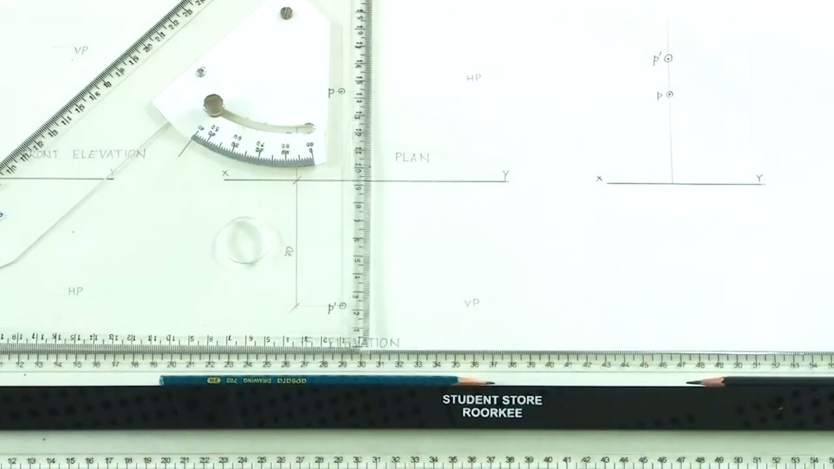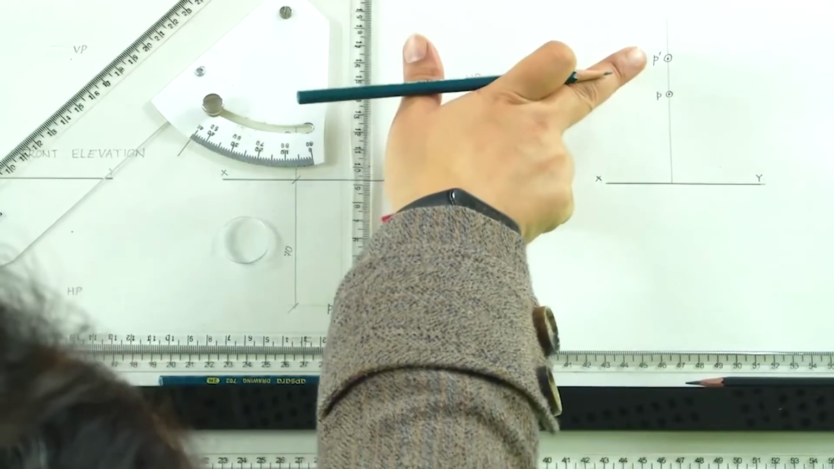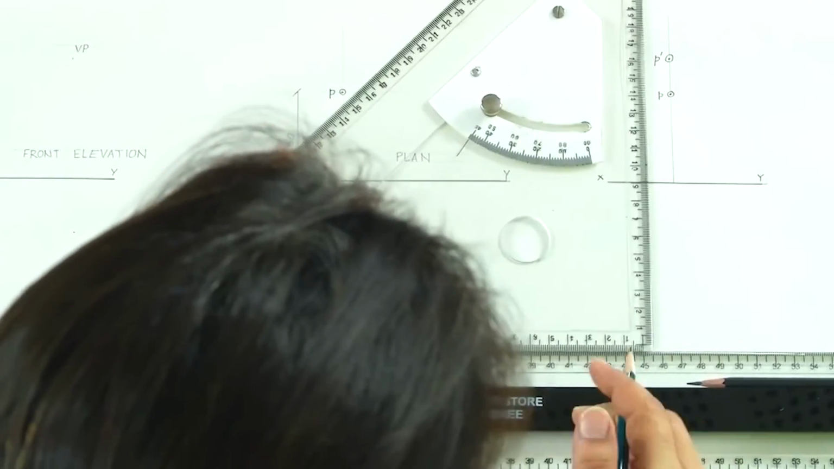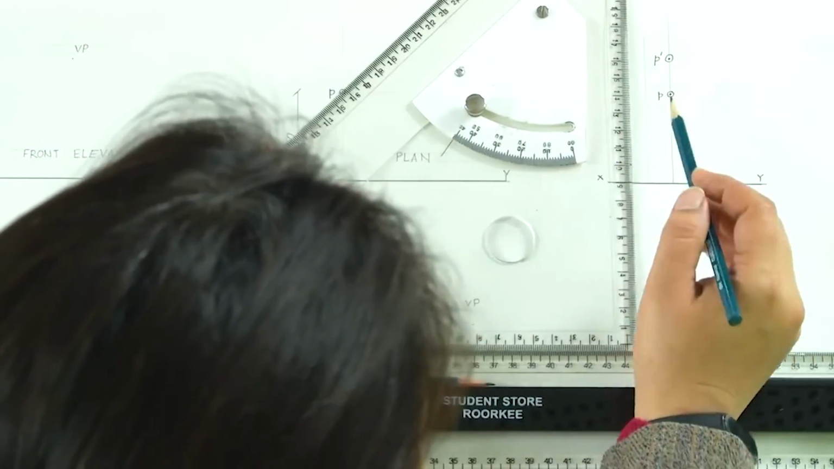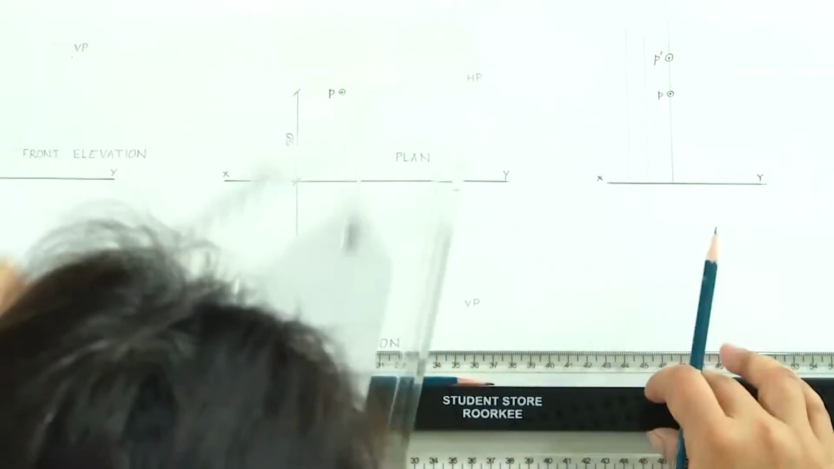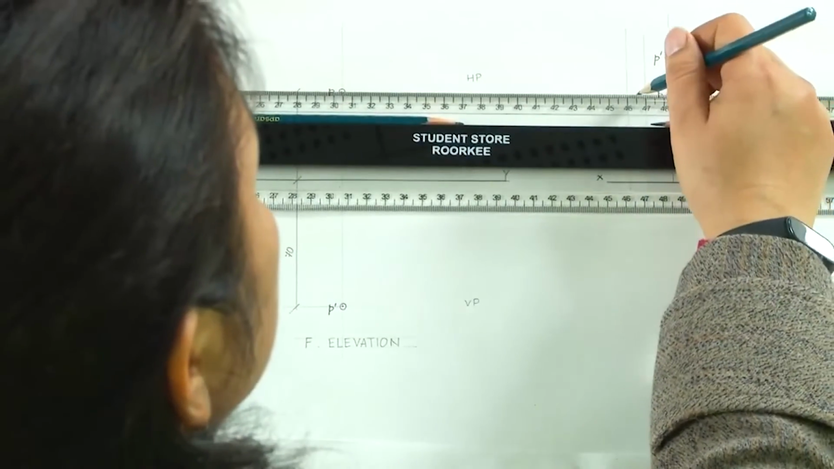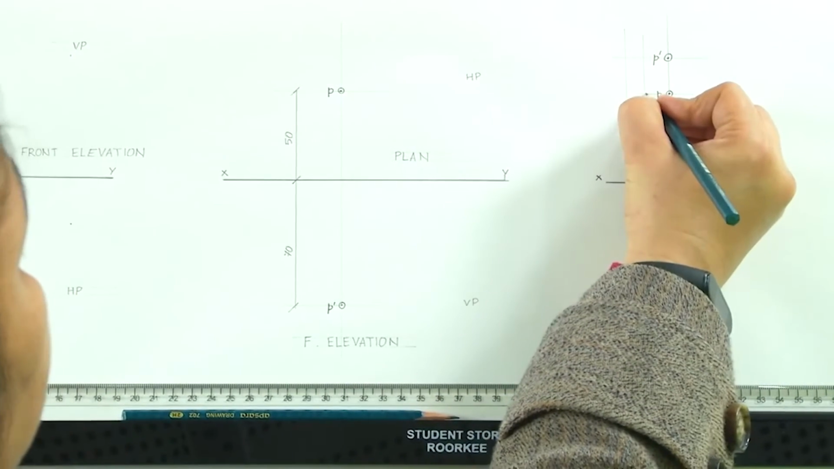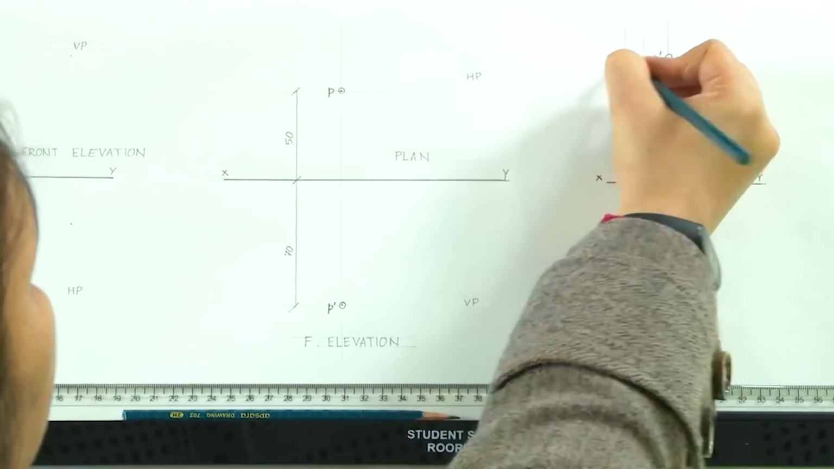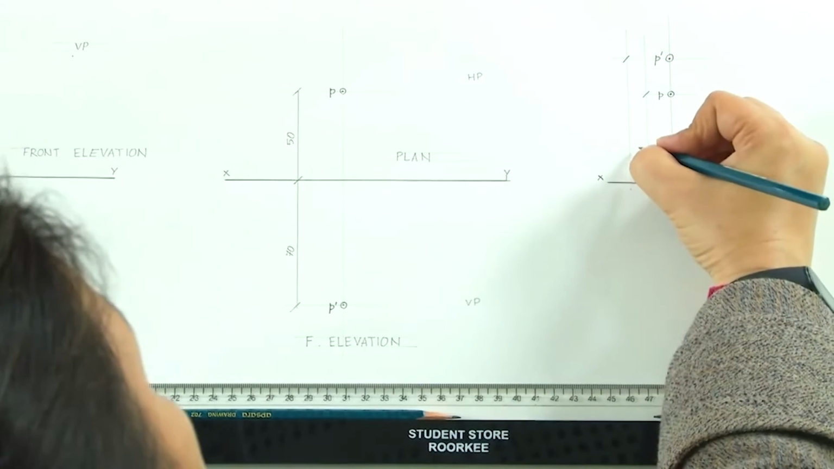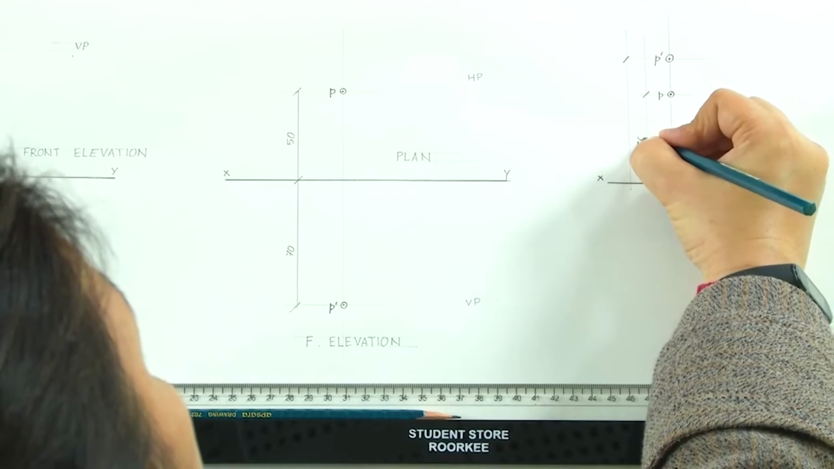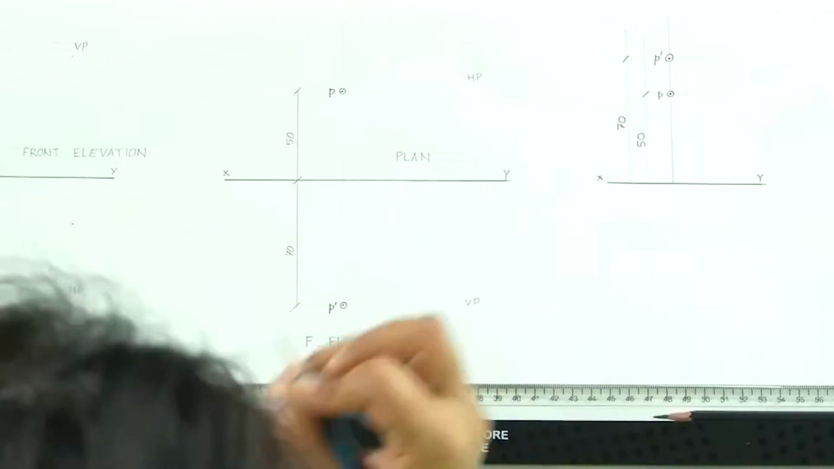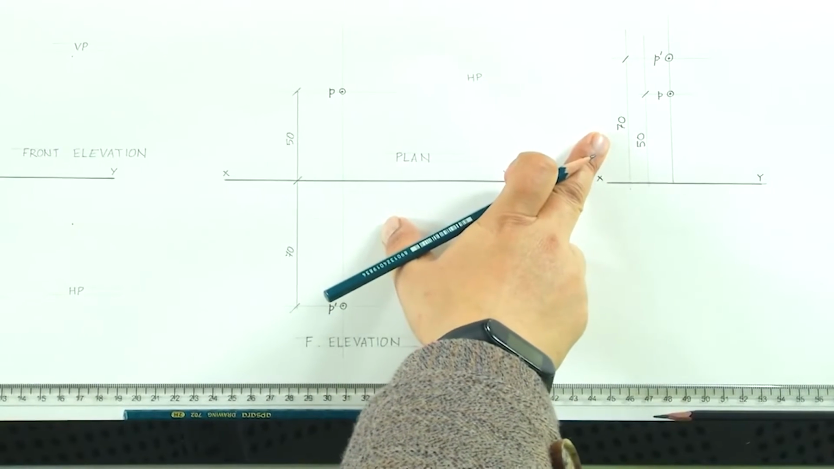So, on the same line, we will be having both the plan and elevation of the same point, and in this case, we will have the dimensions mentioned in such a way that they do not intersect each other. So, we will have the shorter dimension mentioned first, and the bigger dimension mentioned later.